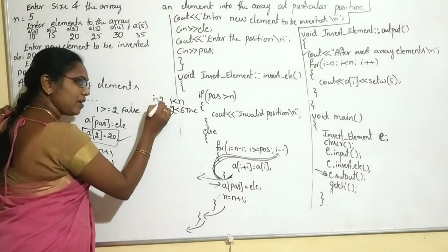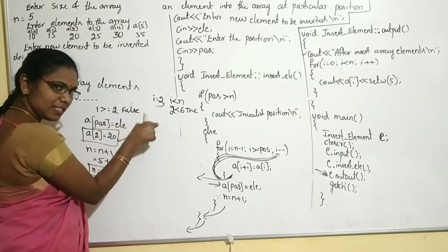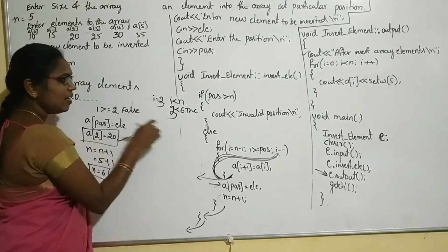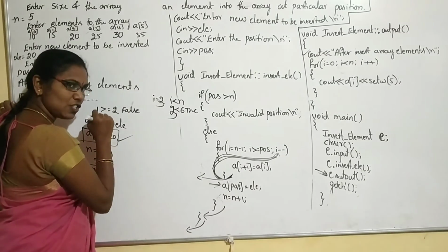It will take the incremented value of I. The incremented value of I is 3. By using the 3 value, it will check the condition. 3 is less than 6. Yes, the condition is true.